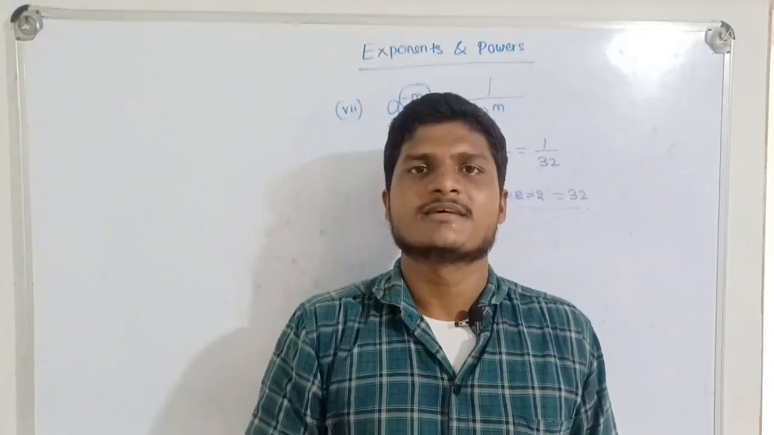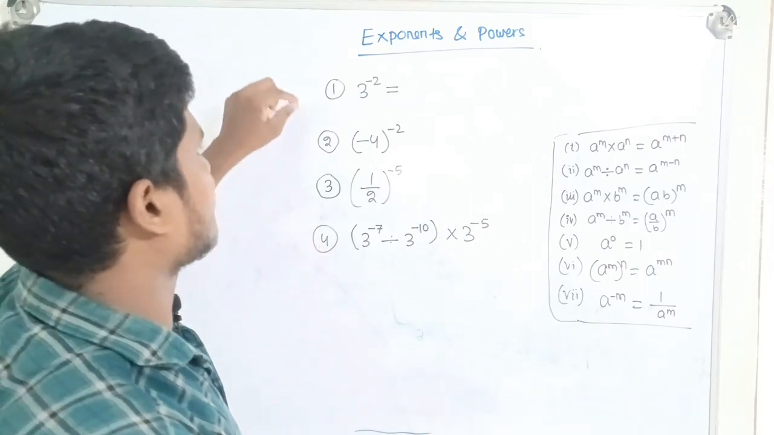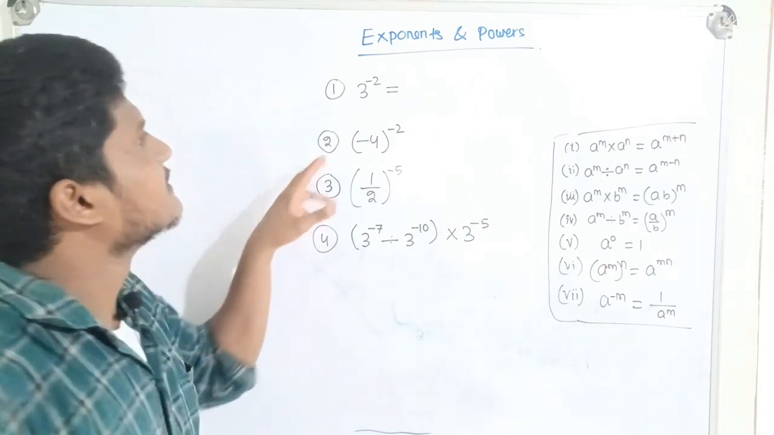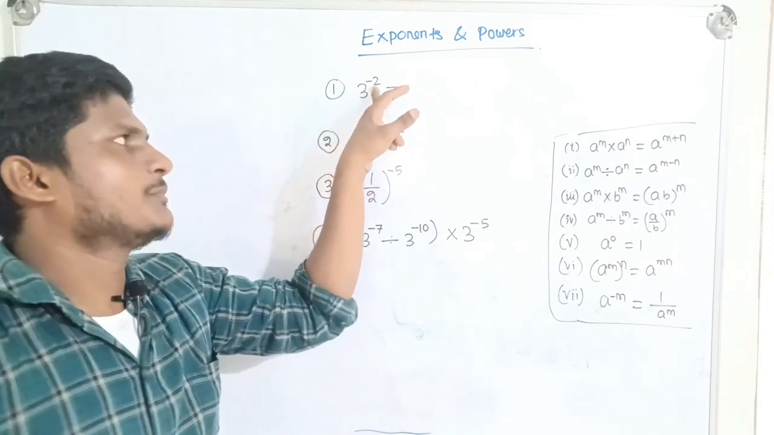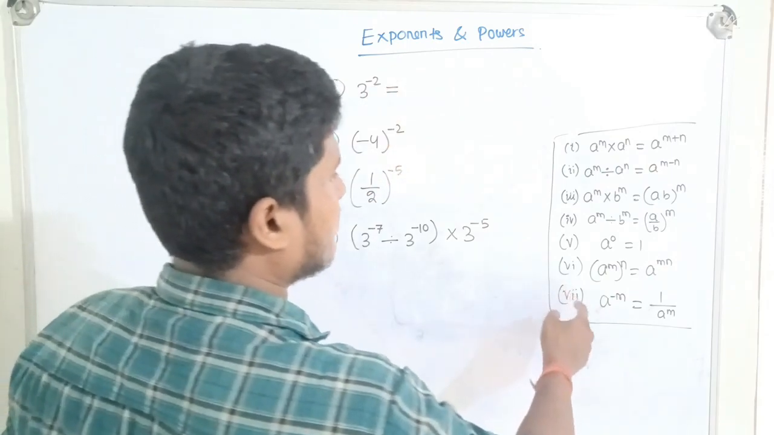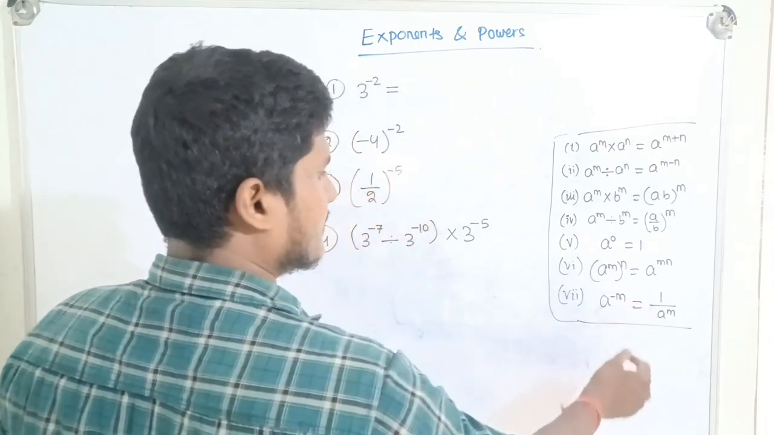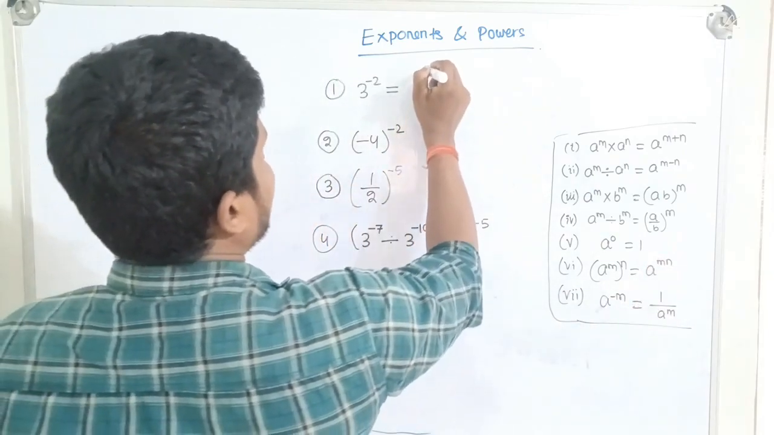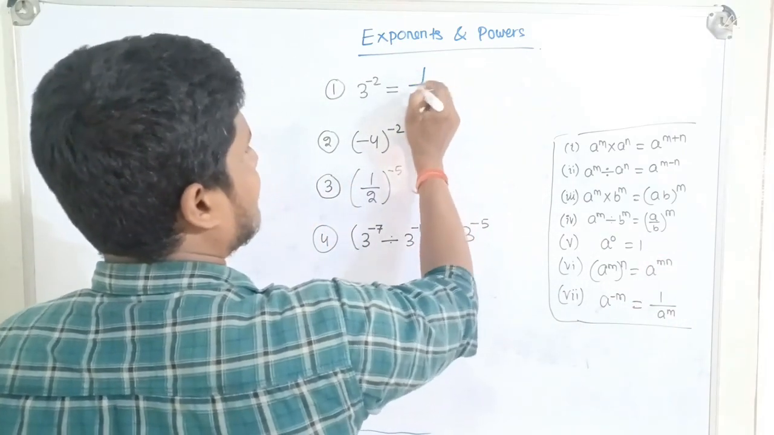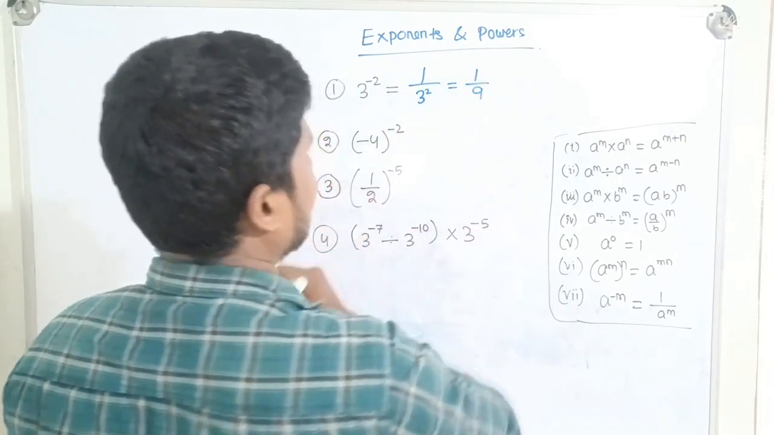In the examinations, now look at my dear students. Here are some questions which are basic types of questions. Here, first question, 3 to the power minus 2. Whenever a number has a negative power, the answer will be the reciprocal. Just write down 1 by 3 to the power 2, that is 1 by 9.